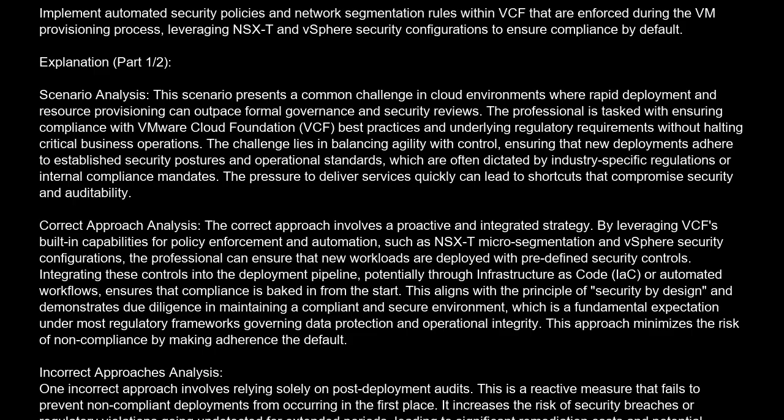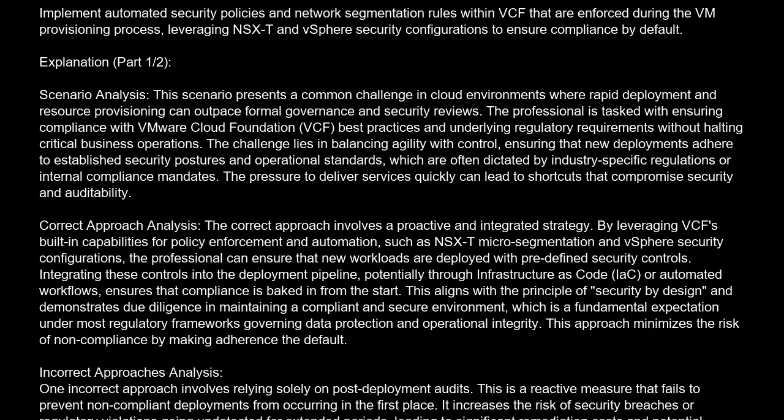The professional is tasked with ensuring compliance with VMware Cloud Foundation, VCF, best practices, and underlying regulatory requirements without halting critical business operations. The challenge lies in balancing agility with control, ensuring that new deployments adhere to established security postures and operational standards, which are often dictated by industry-specific regulations or internal compliance mandates. The pressure to deliver services quickly can lead to shortcuts that compromise security and auditability.